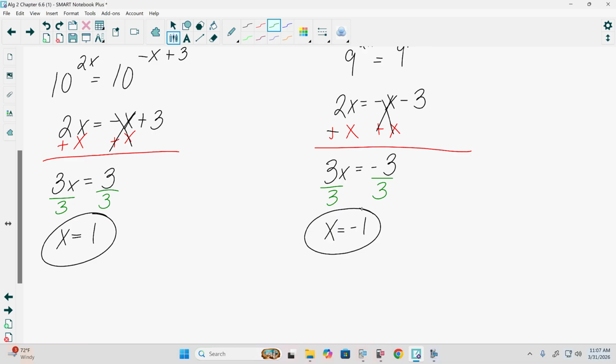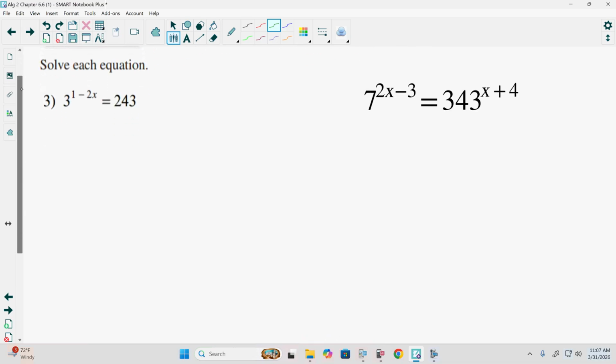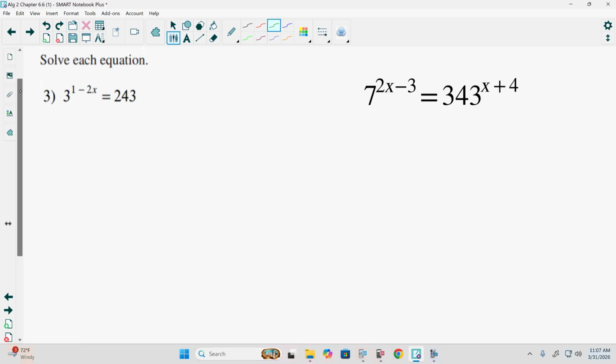The nice thing about solving for x when x is in the exponent is that the value of x can be any real number. Any real number. Logarithms, we do have restrictions, but if it's in the exponent, it can be any real number. This one's kind of nice.